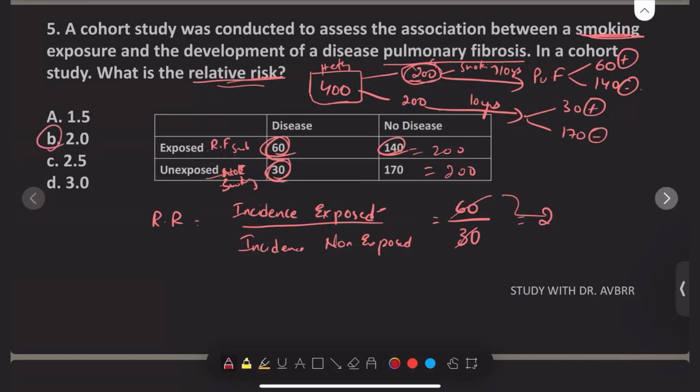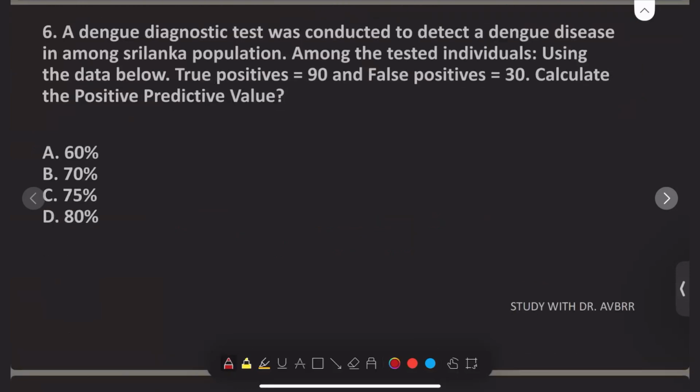I hope you are understanding my explanation. Let's move on with the next question. So let's read the last line: calculate the positive predictive value. A dengue diagnostic test was conducted to detect dengue disease among the Sri Lanka population. Among the tested individuals, using the data below, true positives were 90, false positives were 30. So they're asking for the positive predictive value.